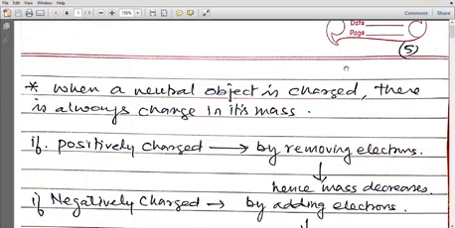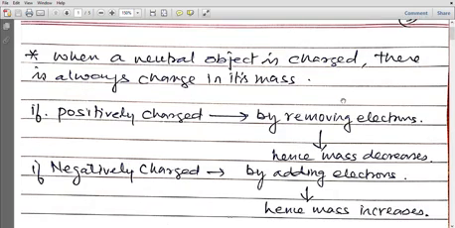Good morning, students. Yesterday we studied charging of an object by induction. So one question arises: when an object is charged, is there any change in its mass also? Obviously, an object possesses two types of charges.